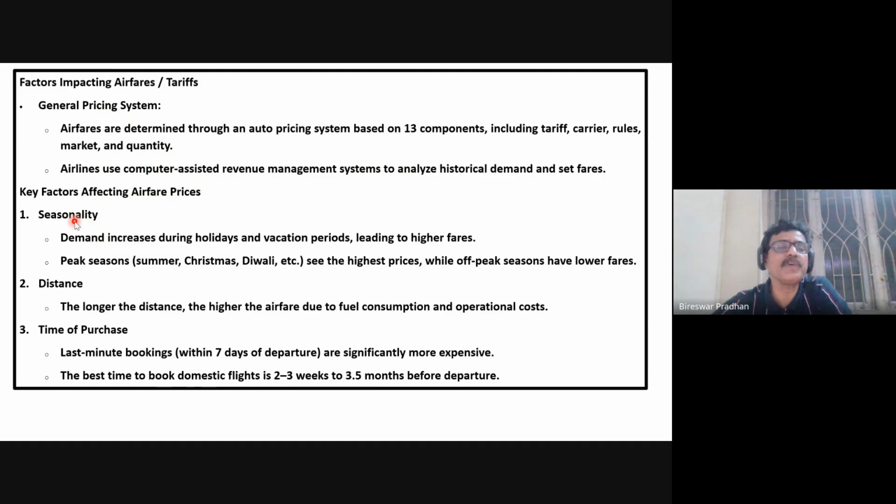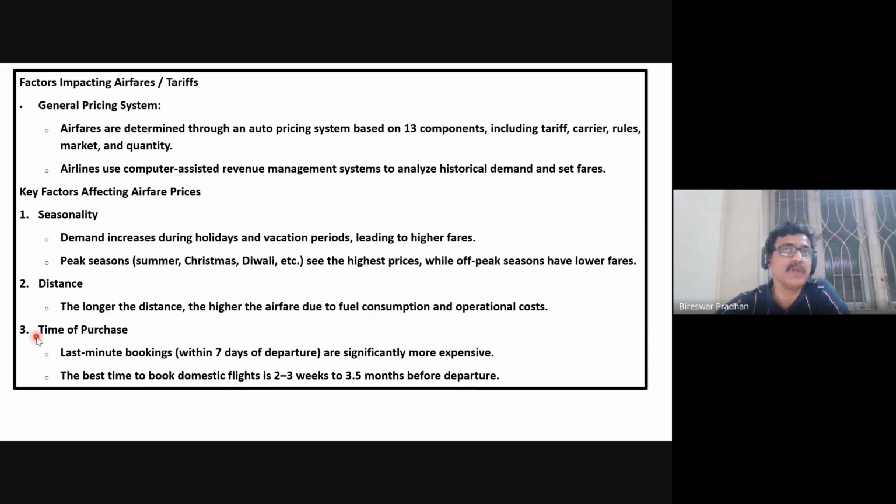Not only demand, but in a particular season, LTC, leave travel encashment, is also in the picture. When leave travel encashment is there, the number of seats is also in demand. Demand increases during holidays and vacation periods, leading to higher fares. In the peak season, summer, Christmas, Diwali, etc., see higher prices, while the off season has lower fares.